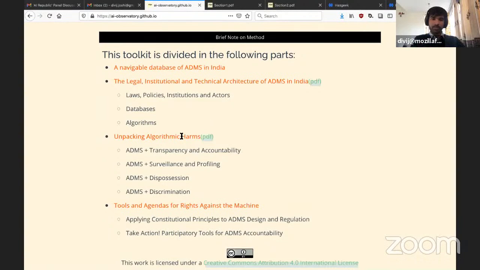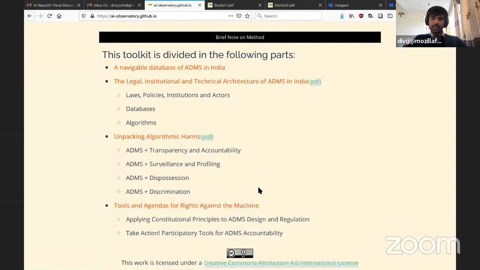A second part then goes on to talk about what the various harms, both real, perceived and potential, of using these systems are. This draws from a variety of literature, particularly in the field of fairness, accountability, transparency, and ethics in machine learning or in algorithmic systems, and specifically draws from case studies relevant to India. So all of the databasing effort also helped me map out how these concerns of transparency and accountability, of surveillance and profiling, of dispossession of rights and entitlements, and of discrimination are playing out within the systems being used in India. And I'll quickly get to how that is structured within the website itself.